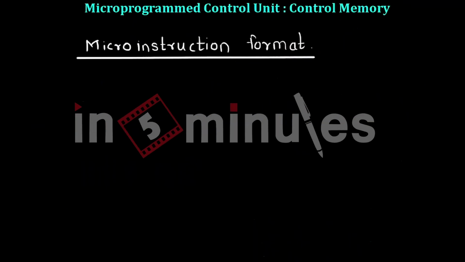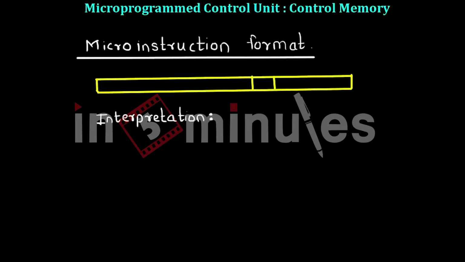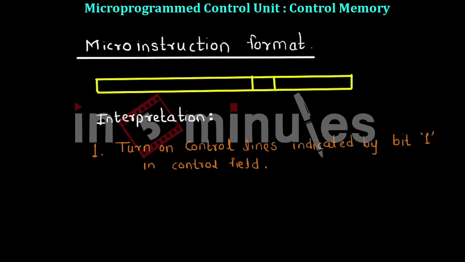Now let's have a look at the interpretation of the micro instruction, or how each field is interpreted by the control unit. First of all, the control bits are interpreted by the control lines. Whichever control bits are 1, those control lines in the sequence are going to be turned on by the control unit. So this is very simple to understand.